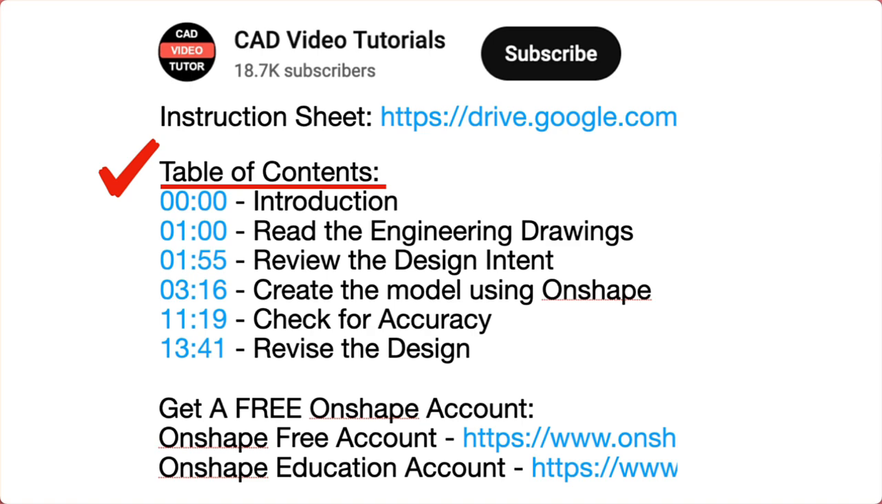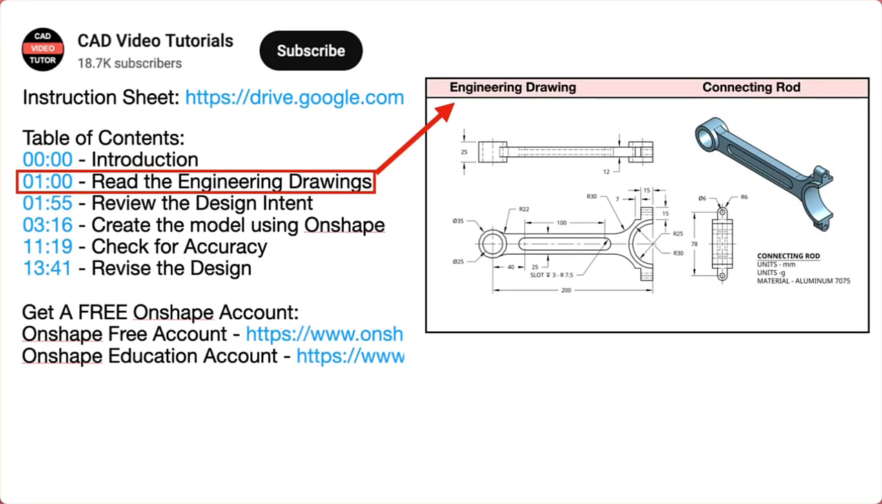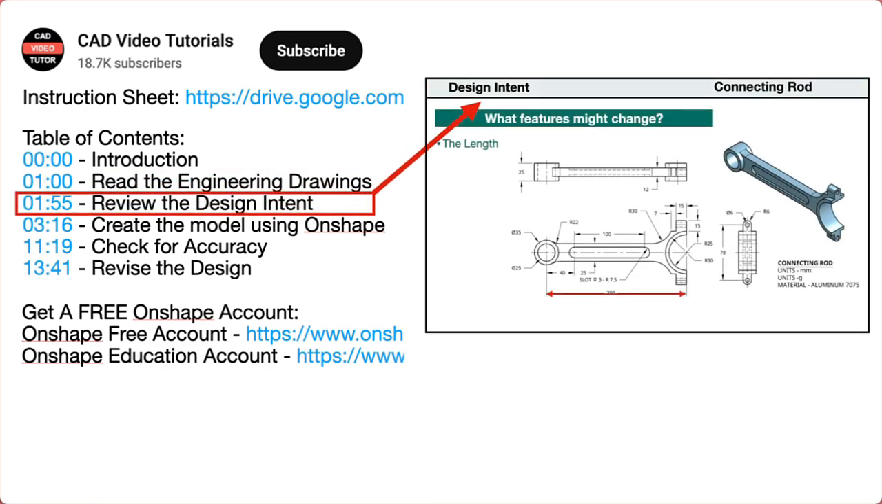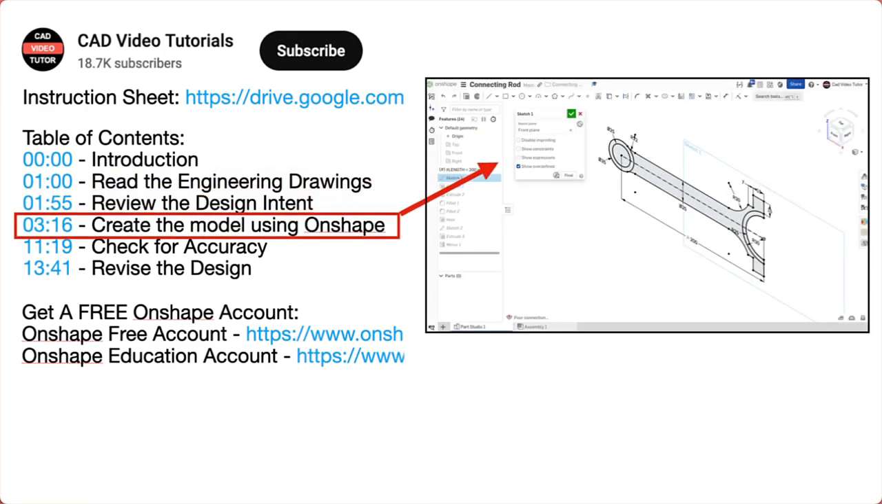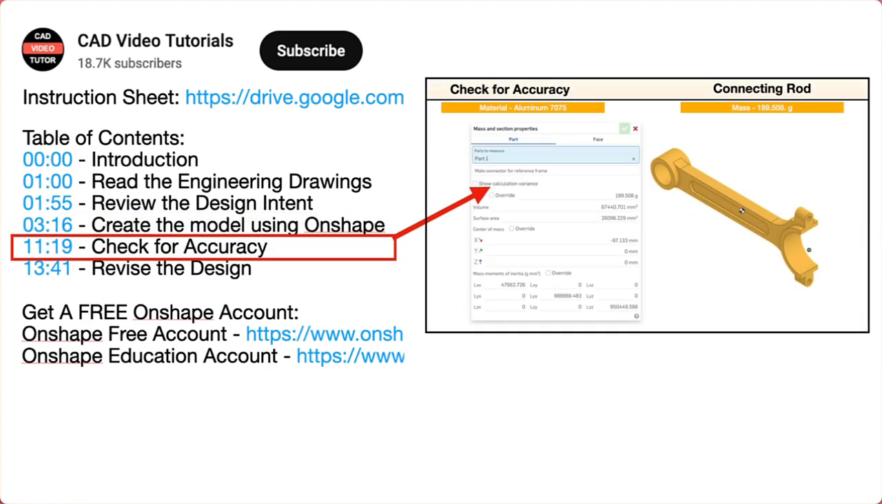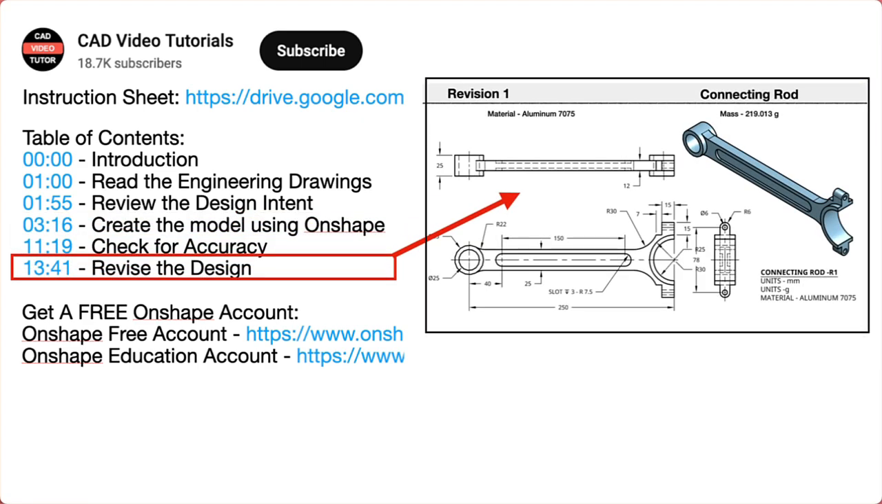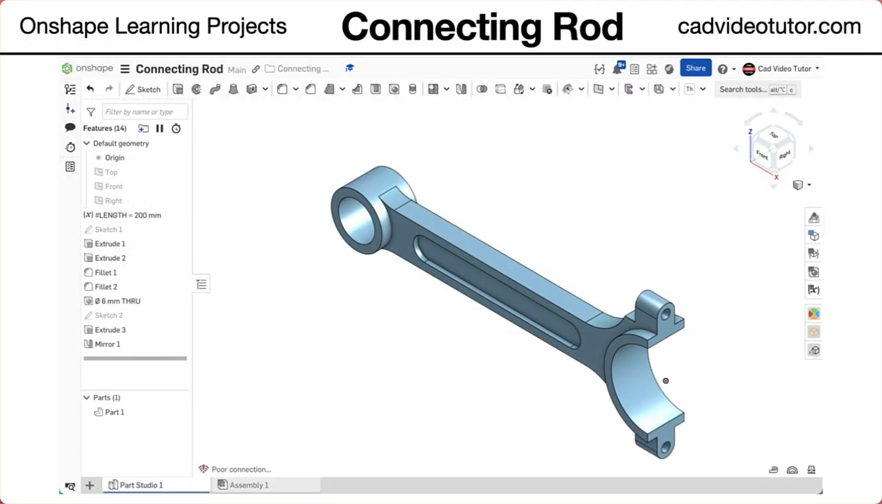The video instruction is organized into 5 segments. In segment 1, you will read the engineering drawings. Segment 2 will establish the design intent. In segment 3, you will create the part model using Onshape. Next, you will check the accuracy of your model by checking its mass properties. Last, you will check the design intent by making changes to the model to see if it will update correctly. Now you are ready to open Onshape in another browser tab and begin the project.